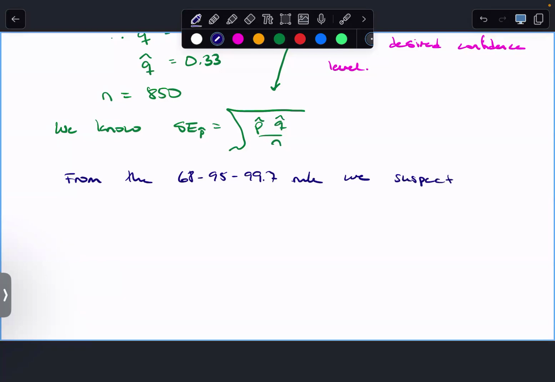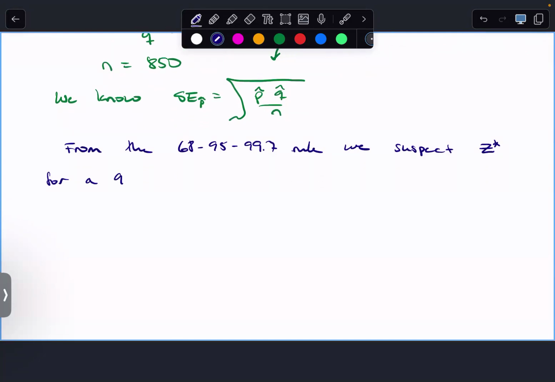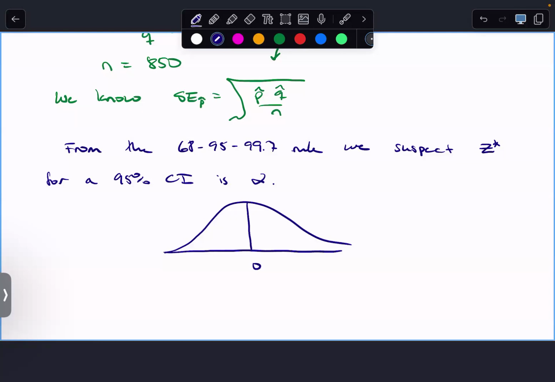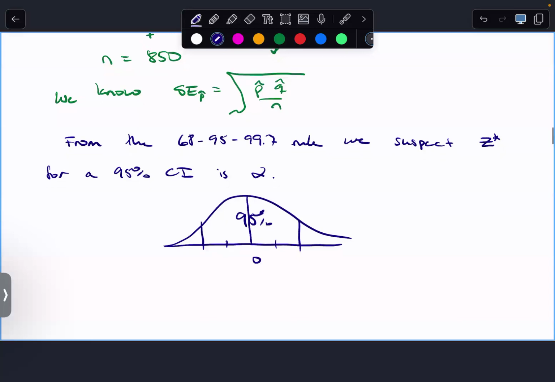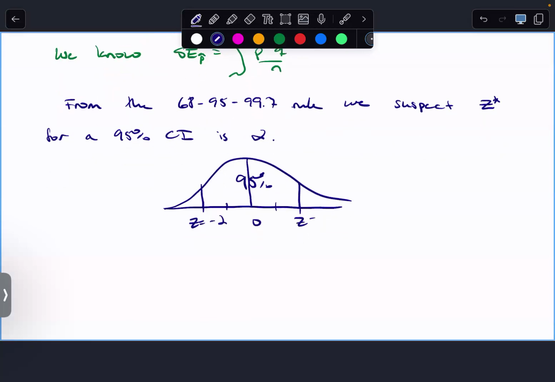We suspect Z star, which is the critical value, for a 95% confidence interval is 2. From drawing this normal distribution, Z is centered on 0. If I move out 1 standard deviation, 2 standard deviations, but now we're moving out standard errors, they behave the same way because we have a normal distribution. For 95%, Z equals -2 and Z equals +2, because Z has a standard deviation of 1. Now we're just plastering that onto our spread and moving out that amount.